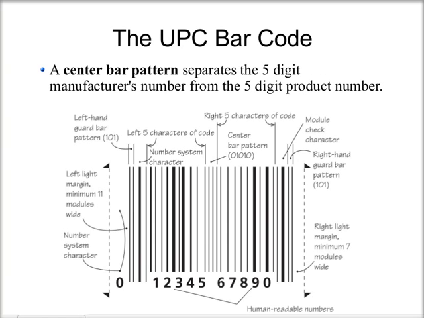There's also a center bar pattern which separates the 5-digit manufacturer's number from the 5-digit product number. So you can see that center bar pattern here, which is just 5 dark lines.